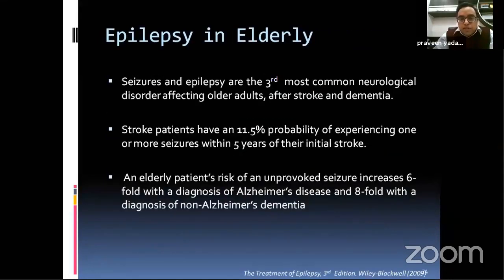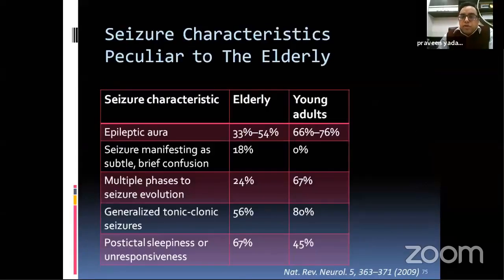Now, epilepsy in the elderly. We know that in the elderly, stroke and dementia are the common etiologies, so a lot of the patients we will be treating have epilepsy in the elderly. One thing is very important: in the elderly population, the semiology of the seizure is different. Similar to the neonate and children, where the semiology is different, in the elderly population the semiology may also be different.